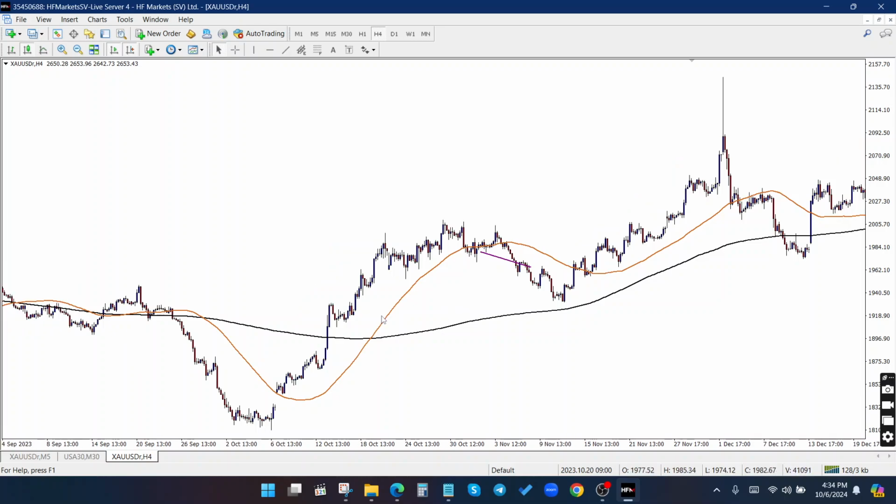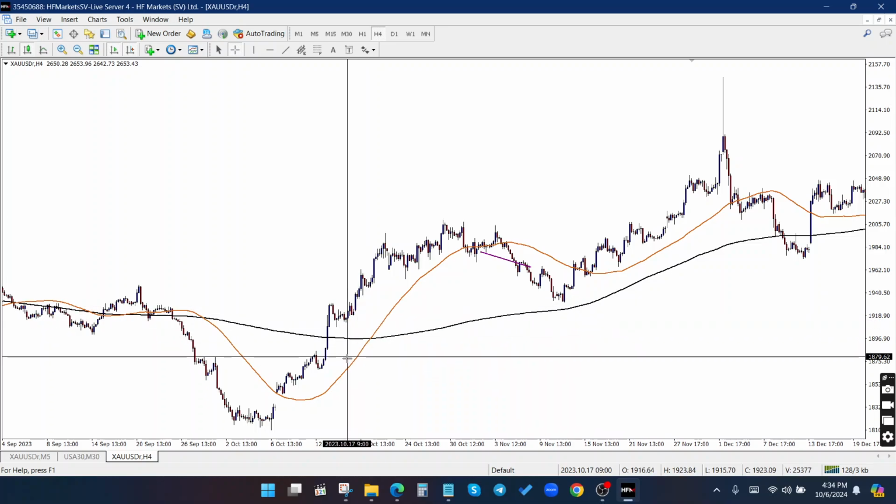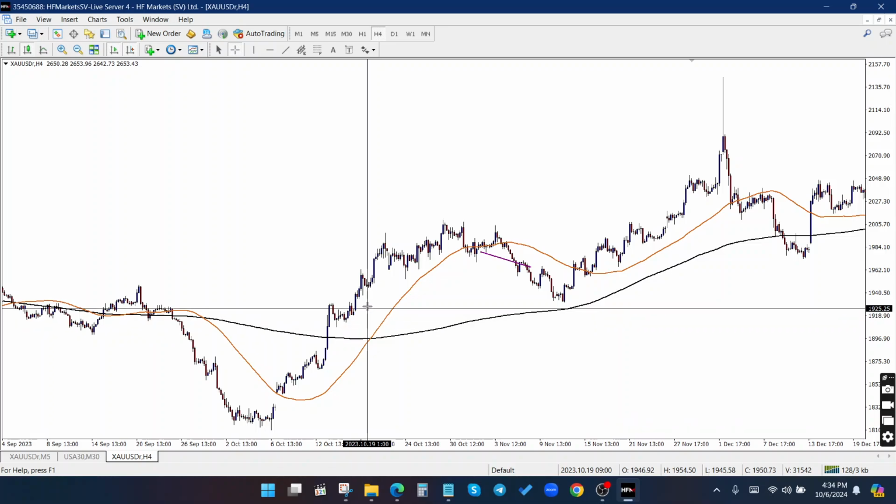Now the strategy simply means that when the shorter moving average, which is the 50 MA in this case, crosses above the 200 MA, it's an indication of a buy signal. So some traders usually use this strategy, a combination of the two moving averages, the shorter period and the longer period. This is called the golden cross, right? When the 50 MA crosses above the 200 MA, it's a buy signal.